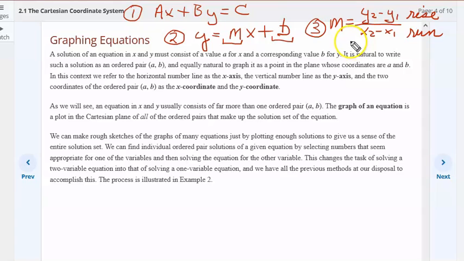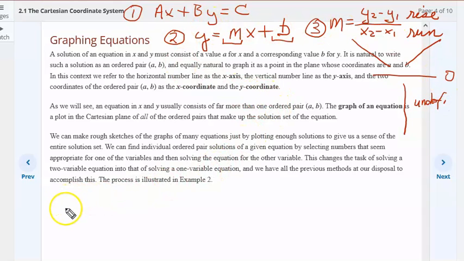And a little review: if the line looks like this, the slope is negative. If the line looks like this, the slope is positive. If it's a horizontal line, the slope is 0. And if it's a vertical line, the slope is undefined. Just as a little review.